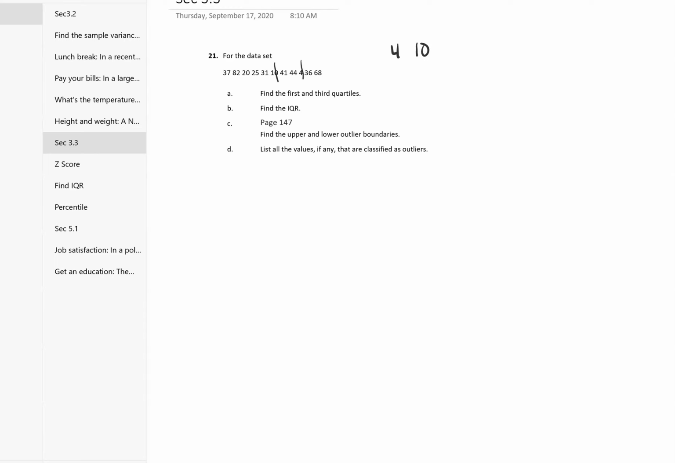10, 20, 25, 31, 36, 37, 41, 44, 68, and 82. So there's 1, 2, 3, 4, 5, 6, 7, 8, 9, 10, 11 numbers.